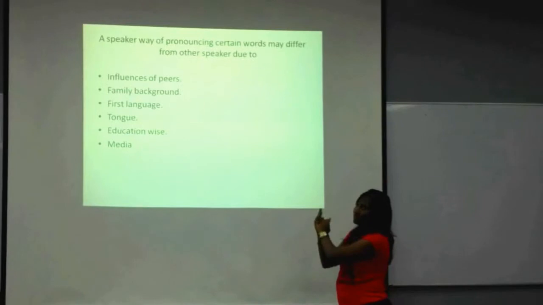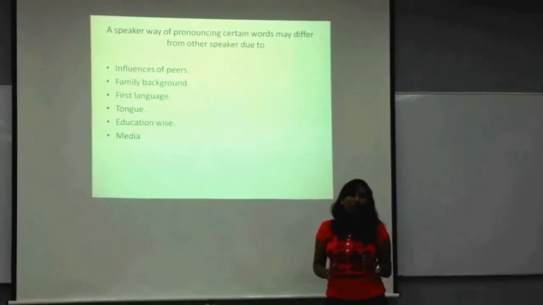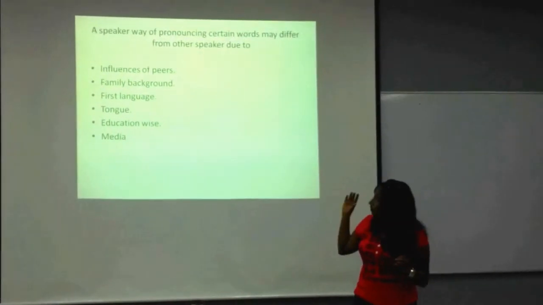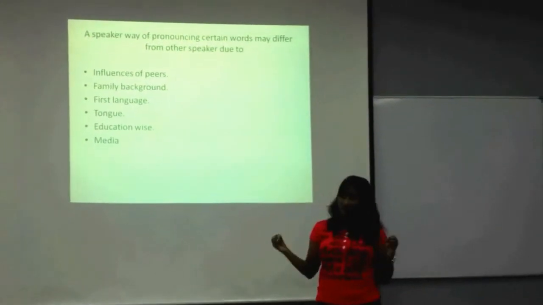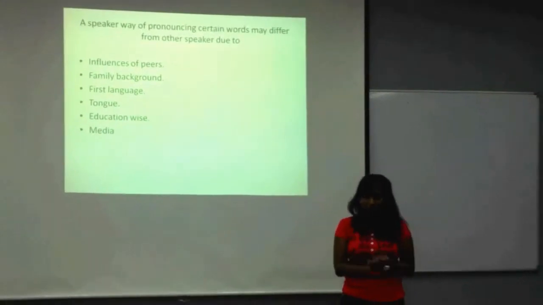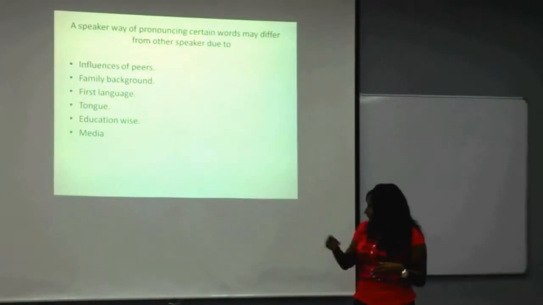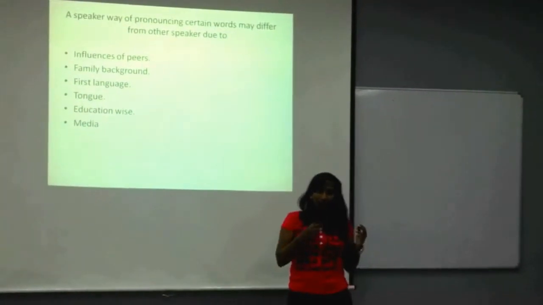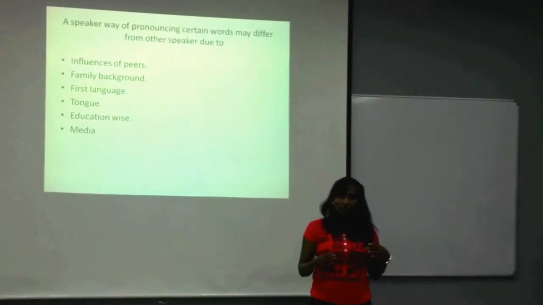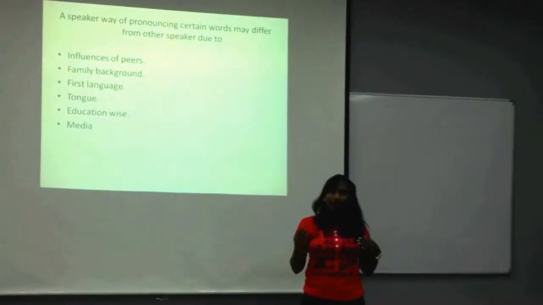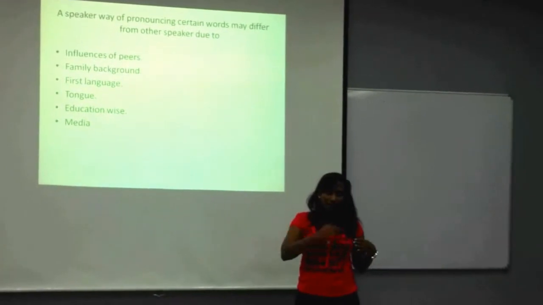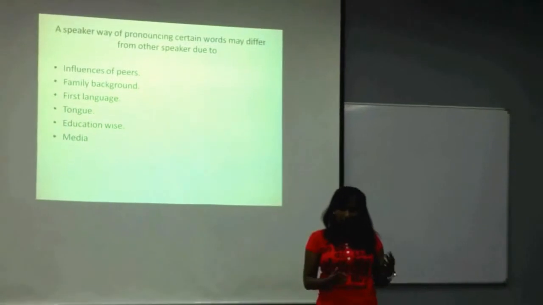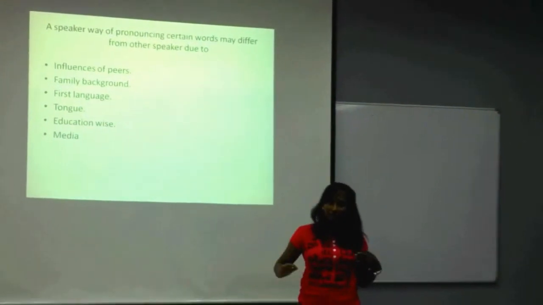Third, the first language. Our first language is always a common thing which will influence us when we are talking English, as we are Asians. And fourthly, the tongue. When we are pronouncing, different people's tongues affect their words, so they can't say the words properly, or their pronunciation will be different.